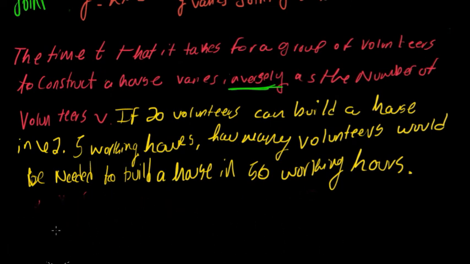Well, if we remember when we talked about the transitive property and how y1 times x1 is equal to y2 times x2, that's the same thing we can use here. It says that the time 1 times the volunteers 1, which would be your 62.5 and your 20, is equal to your time 2 times volunteers 2.